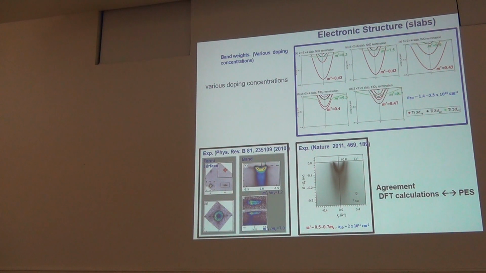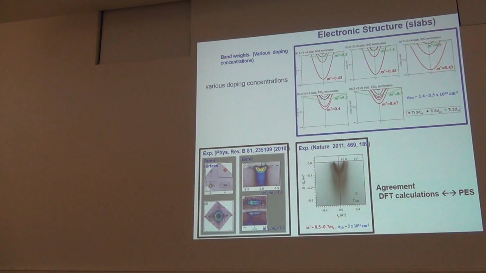So this is an example where DFT really works well. I didn't need to put correlations, I didn't need to put very complicated extra or beyond DFT. Let's say the difficult part is to really then take care of all these slab structures and work carefully with them. So this was my first example.